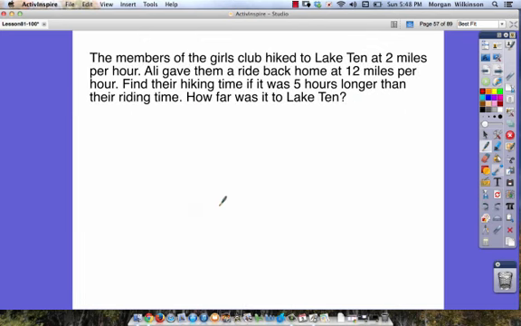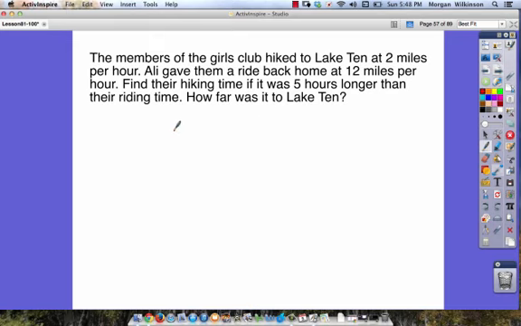The members of the girls' club hiked to Lake 10 at 2 miles per hour. Allie gave them a ride back home at 12 miles per hour. Find their hiking time if it was 5 hours longer than their riding time. How far was it to Lake 10? Now, we've got one of these uniform motion problems.